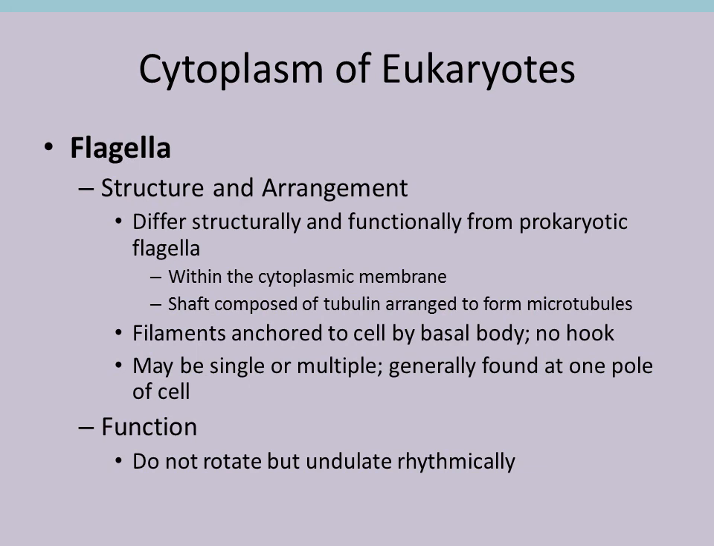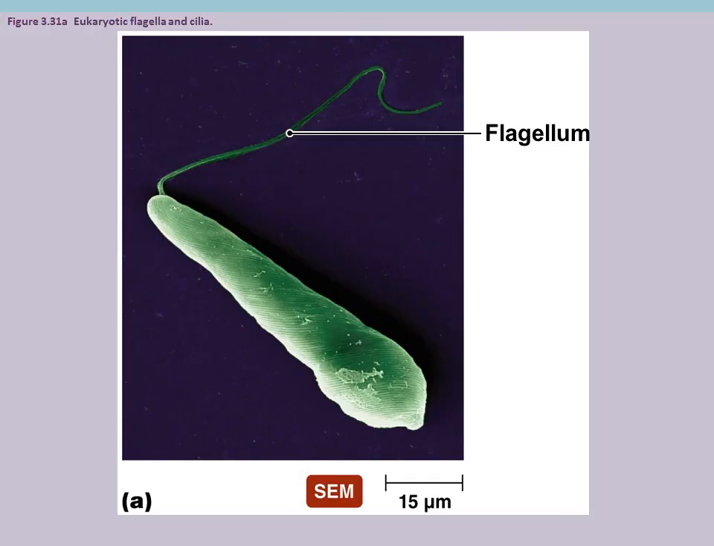Some eukaryotes will have flagella. The structure, the arrangement of it is different than what we saw with the prokaryotic cells. There is a filament, there is a basal body, but there's no hook. Usually it's going to be found just on one end of a cell. They tend to move in a rhythmic fashion and are used to help move the substance or the cell through the environment.